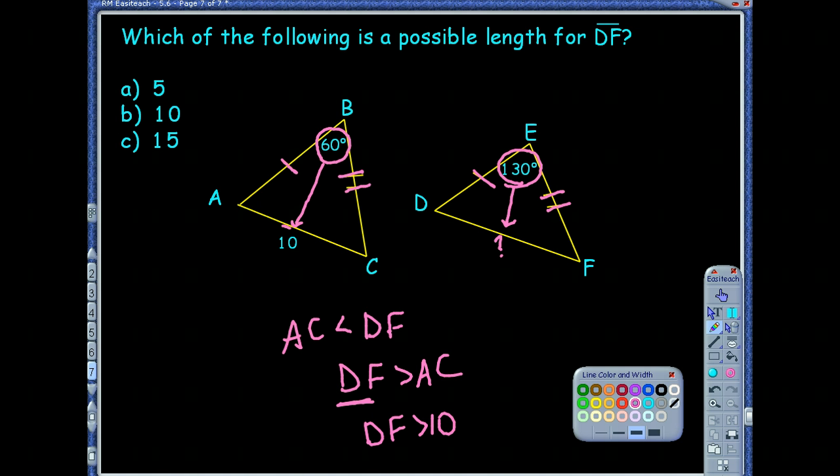Right. So if it has to be greater than 10, could it be 5? Nope. Could it be 10? No, because it has to be greater, not greater than or equal to. So the only possible scenario here? Is 15. Now, is that saying that DF is exactly 15? Nope, it's a possible length. I want to emphasize that. It's a possible length. Good deal.